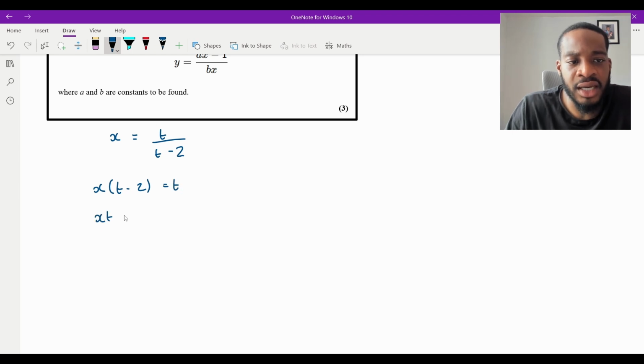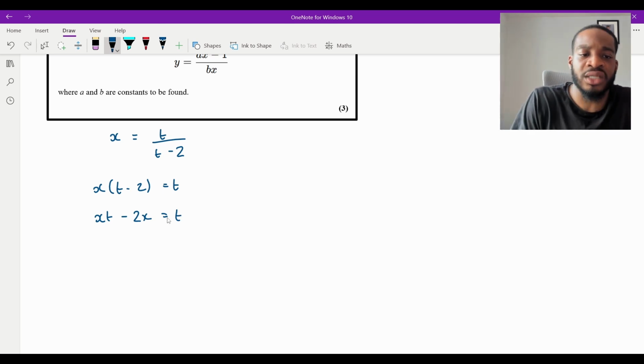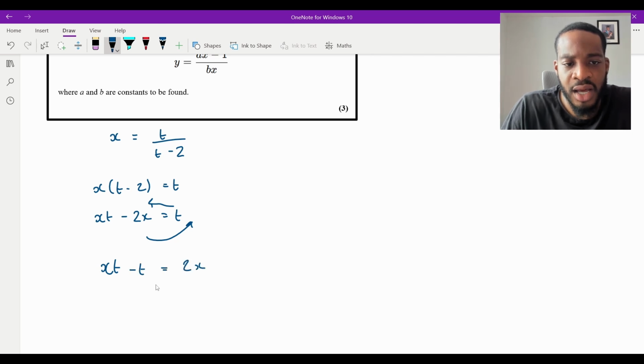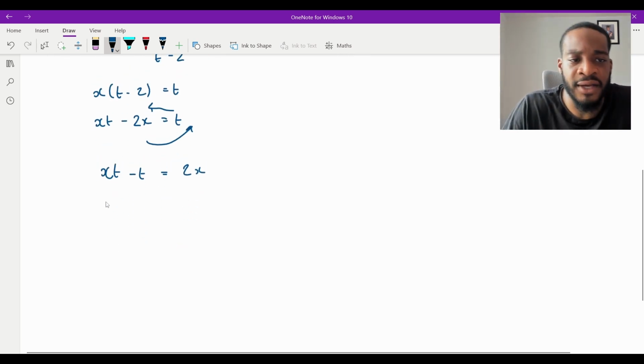Expand. Xt minus 2x is going to equal t. Now remember, we want to make t the subject, don't we? Because we want t in terms of x to plug into y. So you're going to move everything with t's on one side and put anything else without a t on the other side. So I'm going to put that there, and I'm going to put that there. It's going to become xt minus t is going to equal 2x. And then now to isolate the t, is just making the subject. You're going to factor out the t.